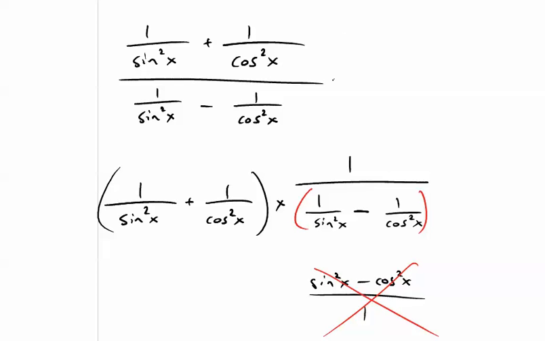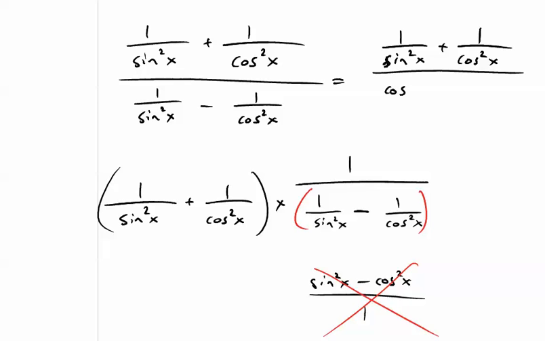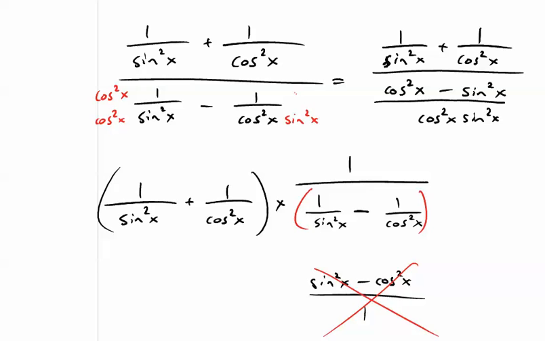So the first thing that I have to do before finding the reciprocal is make a common denominator on the bottom. So that would be cos squared over cos squared sine squared minus sine squared over cos squared sine squared. Okay, so I'm trying to put both cos squared and sine squared on the denominator. So the first one needs a factor of cos squared, the second one needs a factor of sine squared.